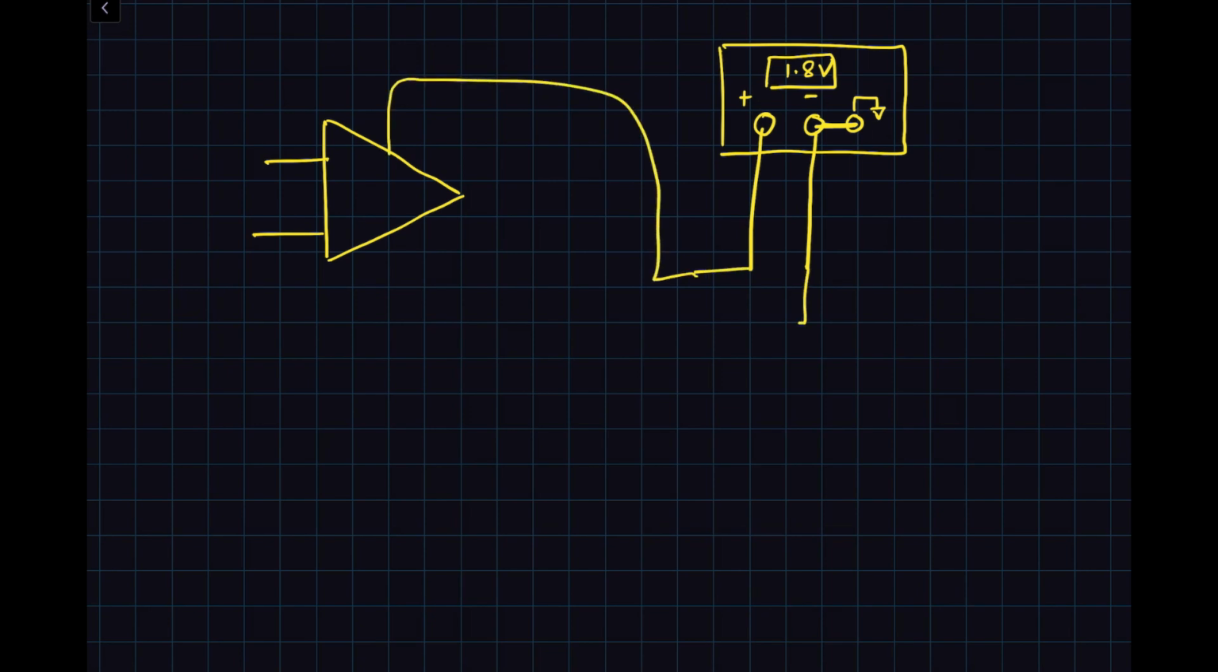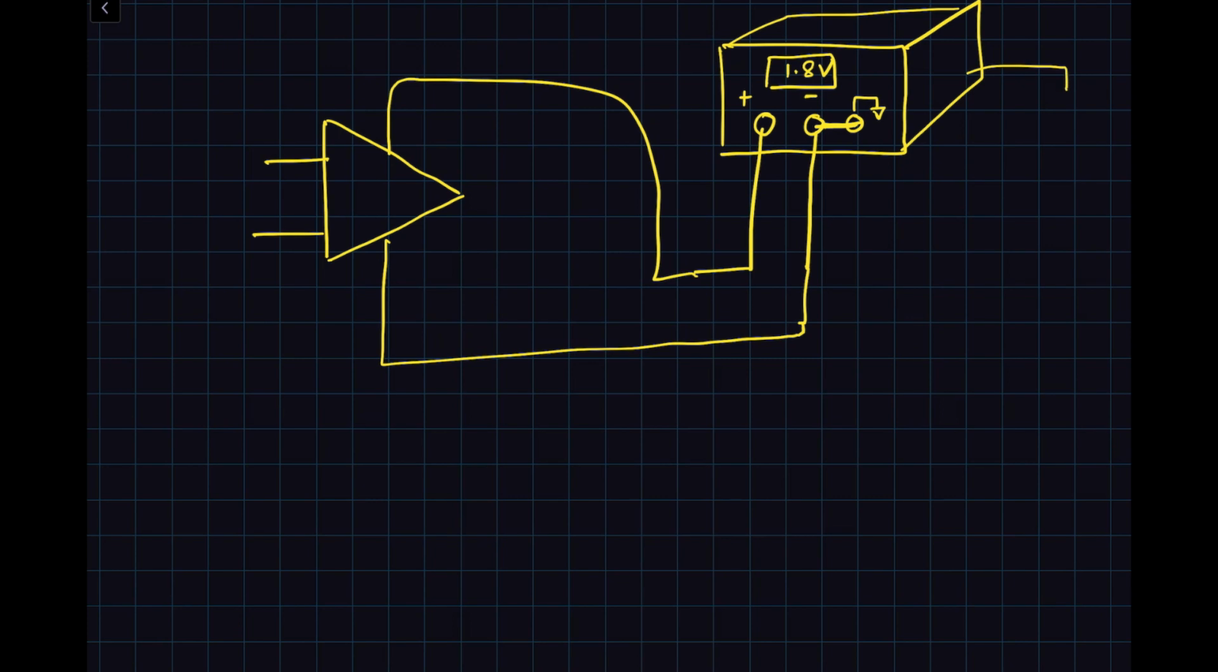Something like this and something like this. The chassis ground, which is where this particular instrument's ground is connected to the earth as a reference potential, is physically 0 volts. Now when we apply this to the amplifier, this is 1.8 volts and this is 0 volts, from this instrument's point of view.